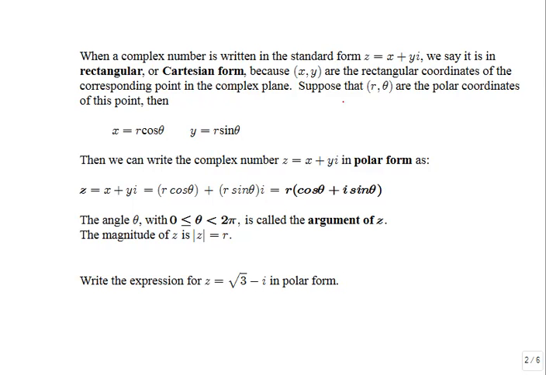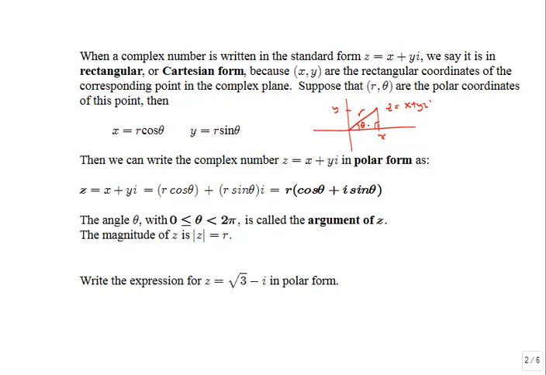So let's draw our picture again. Here's this point x plus yi, or z equals x plus yi. And if we draw that distance to that point, we can create our little right triangle here. And in polar form, what we're going to call this hypotenuse is our r, and this angle here would be theta. And notice the relationship between r, theta, x, and y.